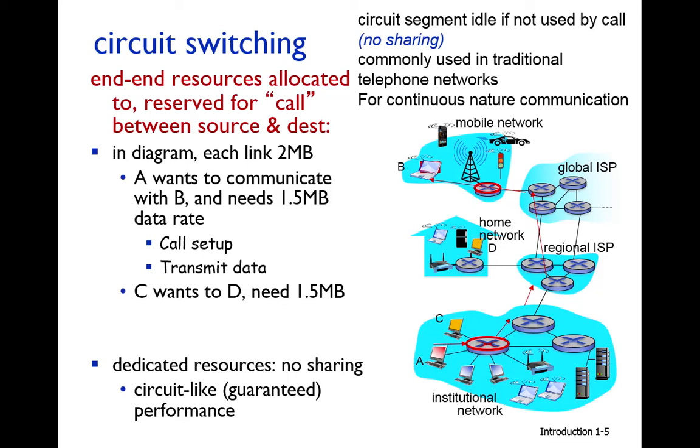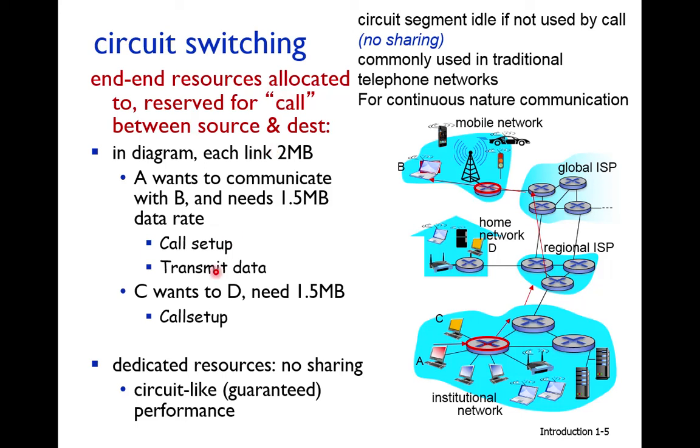Now suppose C wants to communicate with D, and they also need 1.5 MB data rate. So before they communicate, they should also reserve the resources. They will do a call setup. Call setup means they first have to allocate resources, to reserve the resources from source to destination by call.